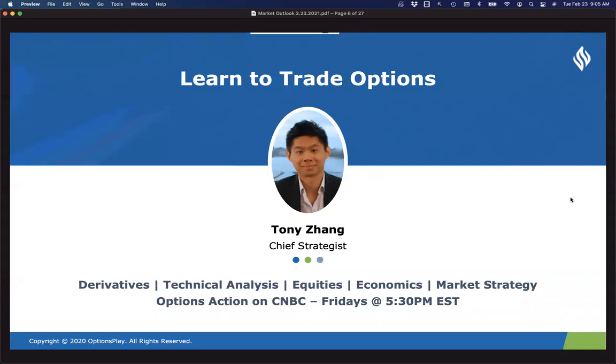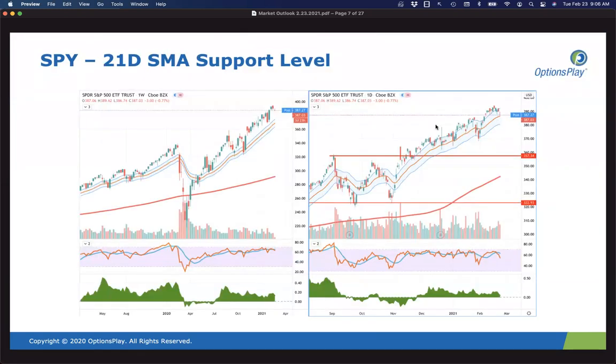markets? My name is Tony Zhang. I'm the chief strategist here at OptionsPlay. And I want to share with you my technical charts, my research that informs my decisions as to how I'm viewing the current volatility that we saw in the markets yesterday and what my outlooks are as a result of that. So we'll start off with the S&P 500.